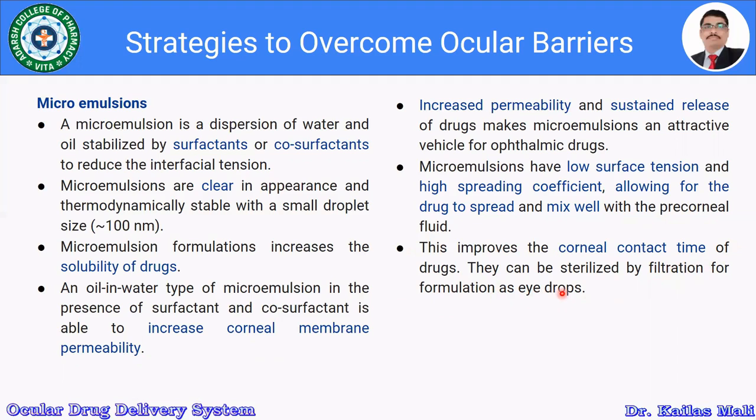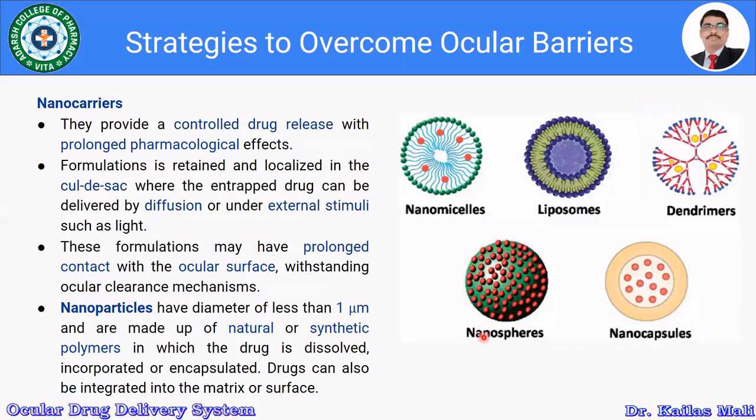So in short, microemulsions are going to improve the solubility of the drug. They are going to improve the residence of the formulation on the cornea and the corneal permeability. So this is about the microemulsions. Let us move towards the nanocarriers.